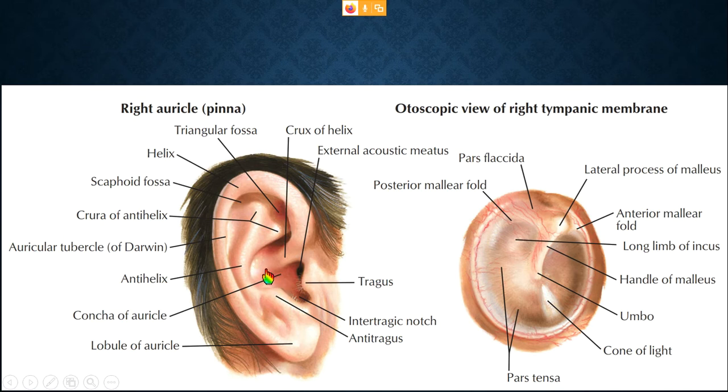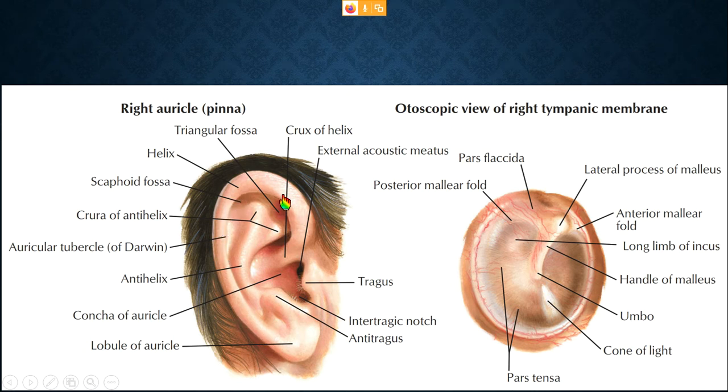The crus of the helix divides the concha into an upper smaller area and a lower larger area. And on this helix we can identify a small tubercle called Darwin's tubercle or auricular tubercle. This is about the helix, the outside peripheral rim.